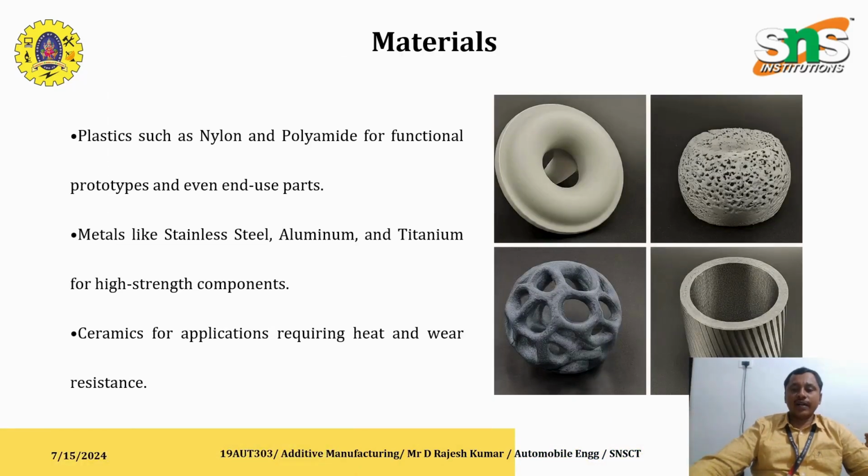There is a wide range of materials that are used in this process, such as nylon, polyamide for functional prototypes, and metals like stainless steel, aluminum, titanium can be used for high strength components. Ceramics are also used for applications having heat and wear resistance. So these are some of the examples of the products that are manufactured by using this selective laser melting process.